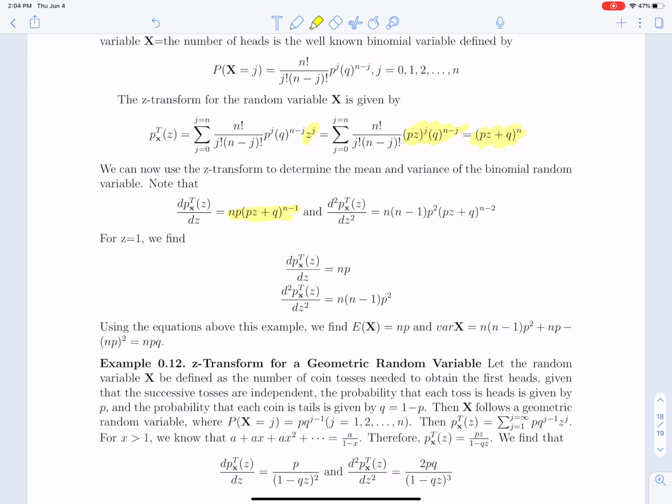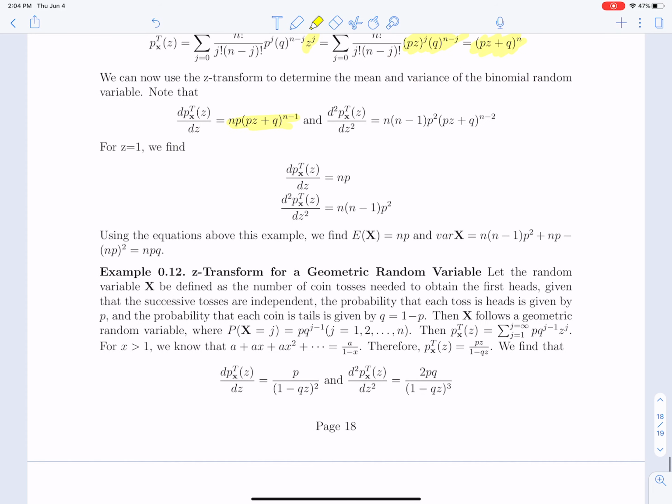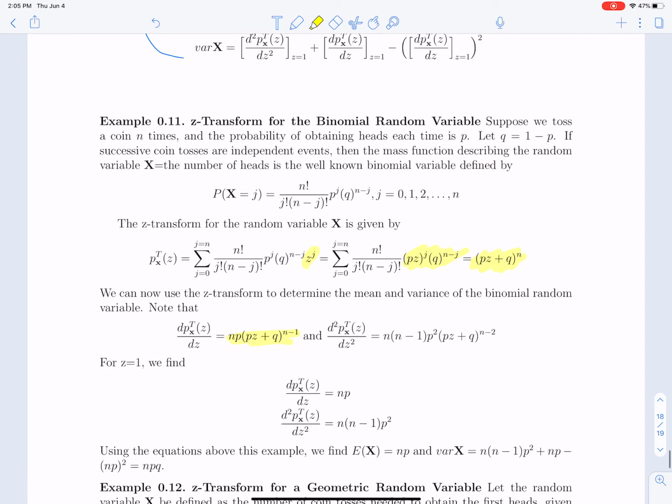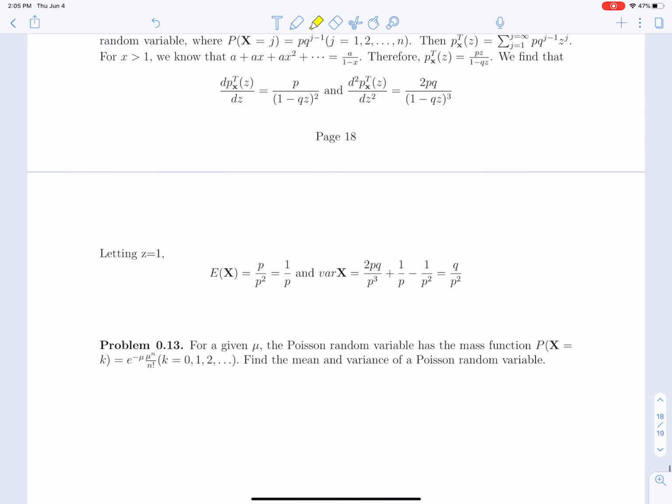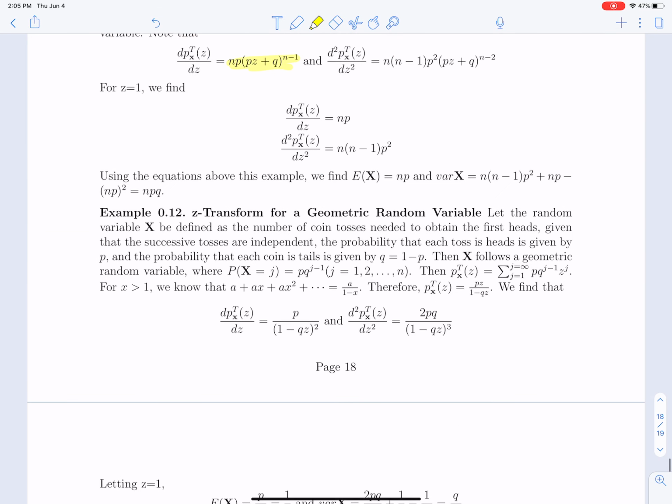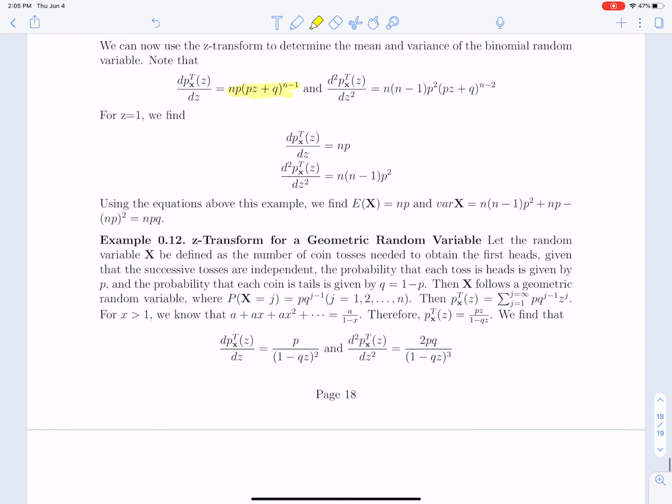So easy for z equals 1. And so using the equations above this example, we would say that E[X] is np and Var(X) is that whole thing plus np minus (np) squared. So the variance is coming from, again, this crazy second moment minus the first moment, and then we simplified it up here. So that's why we just end up with n times p times q.